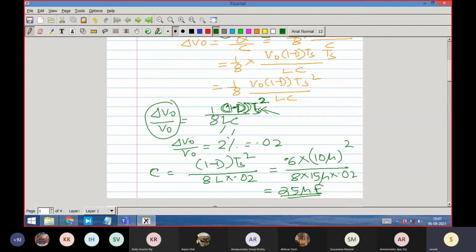So what is the energy of a capacitance? How do you define it? Half C into V square. V square is, here the output voltage is 4. So this is the value of the energy content of the capacitor. This content is much smaller because the C is 25 microfarad. At a switching frequency of 100 kilohertz, you will get a much better advantage if you choose higher frequency compared to the 10 kilohertz switching frequency.